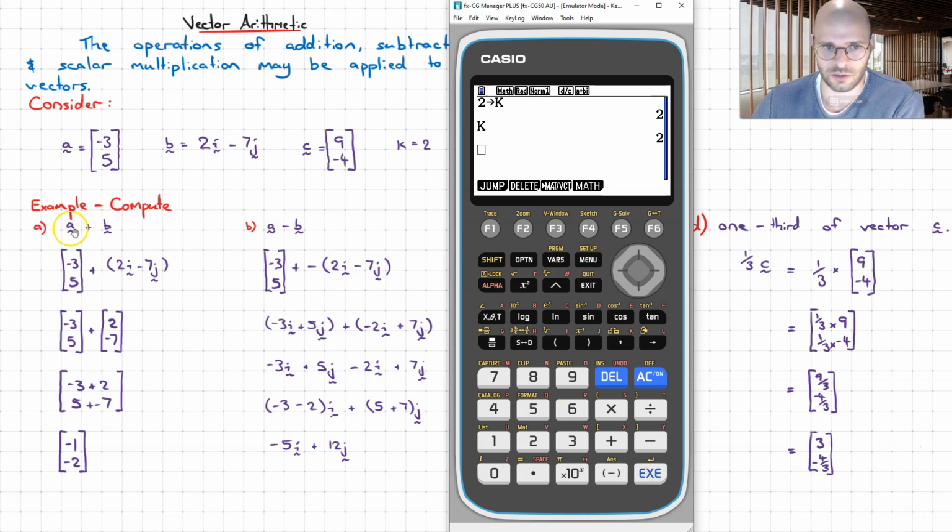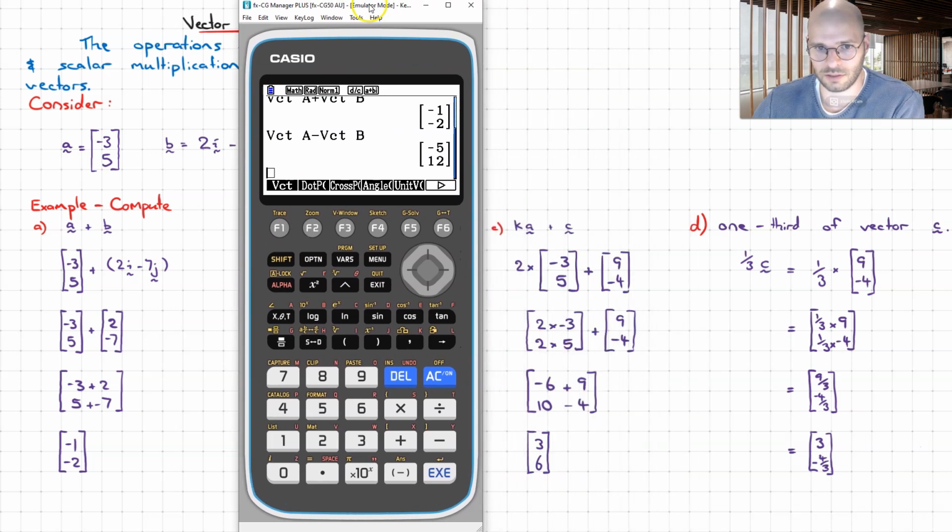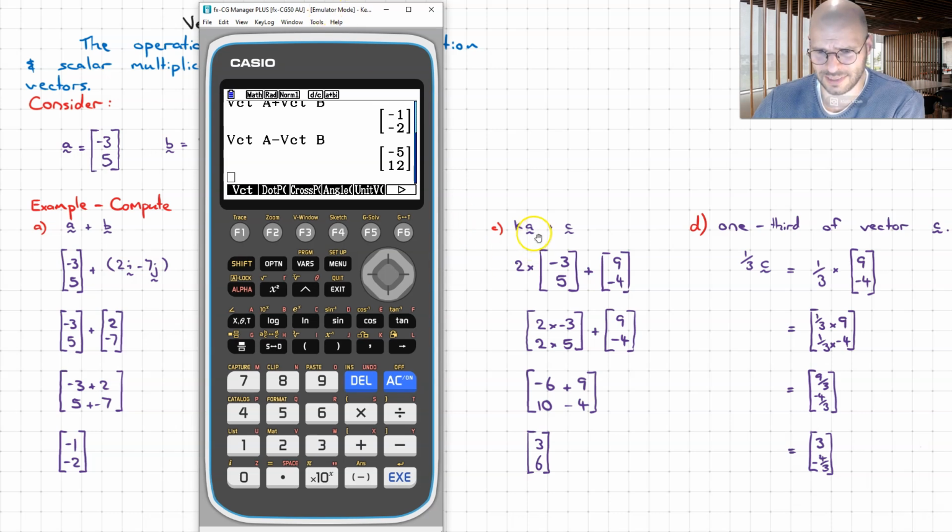Next one, let's do the first one, vector A plus vector B. To do this operation, I go to options, I go to vec or map vec, so F2, I go across, vec, vector A plus vec, vector B. Lo and behold, the same value. Next, I go for subtraction, vec, A minus B. I get minus 5 and 12, so this is what I got down here, except this is in the unit vector form.